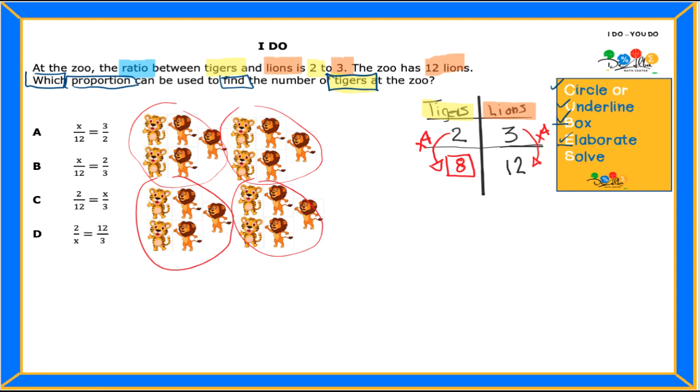Basically what we're doing, we're going to transfer the information from the table into a relationship that looks like this. In this case, the way I set it up is 2 over question mark, or missing number, equals 3 over 12. And here I can put a question mark, an X, it doesn't matter. Okay, good. But the question is which one we can do to figure our answer. In math, we do something that is called cross products.